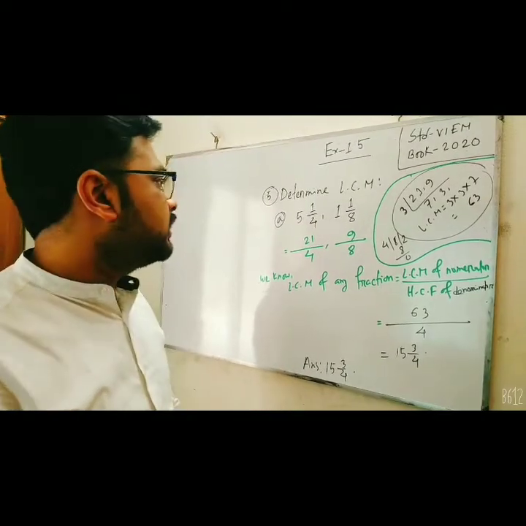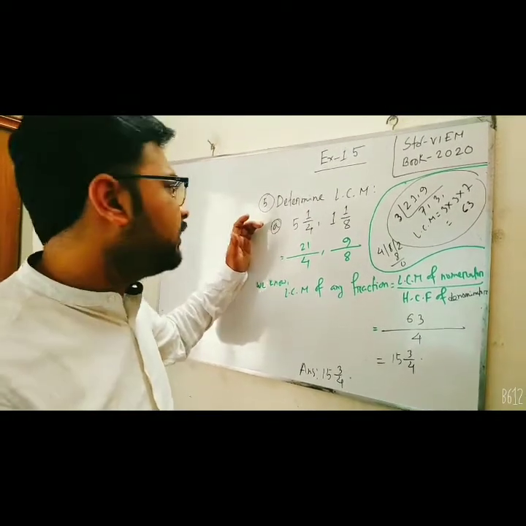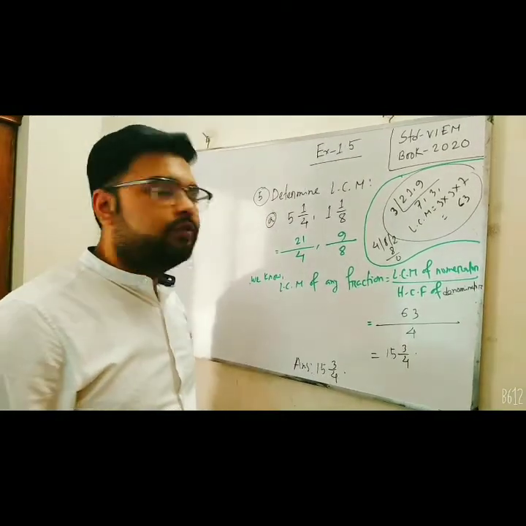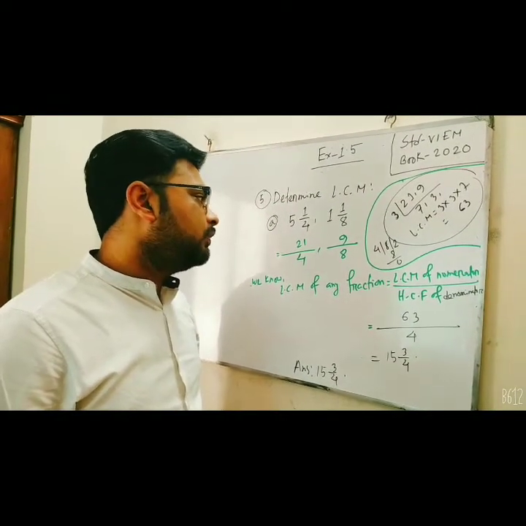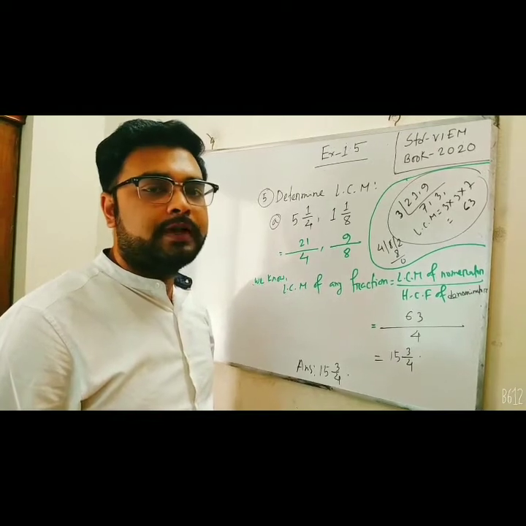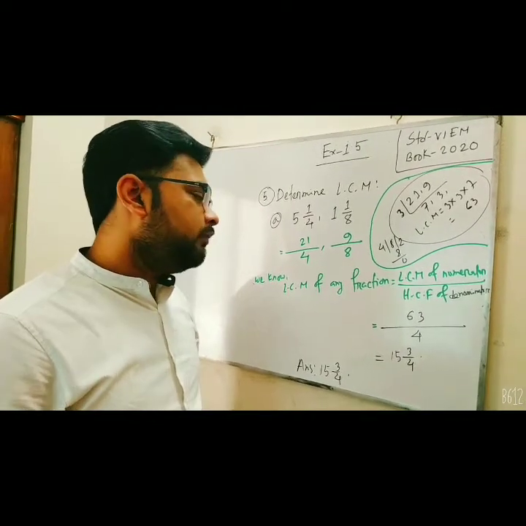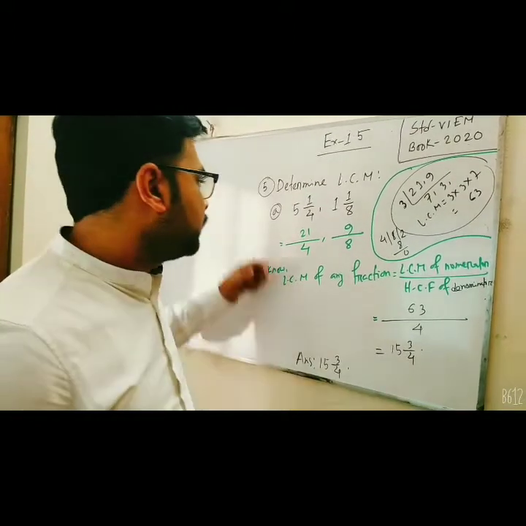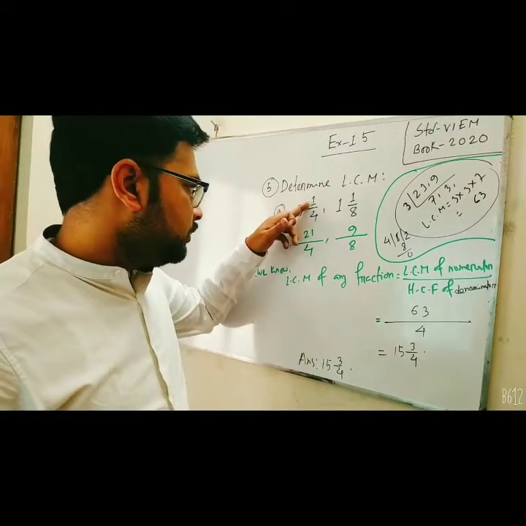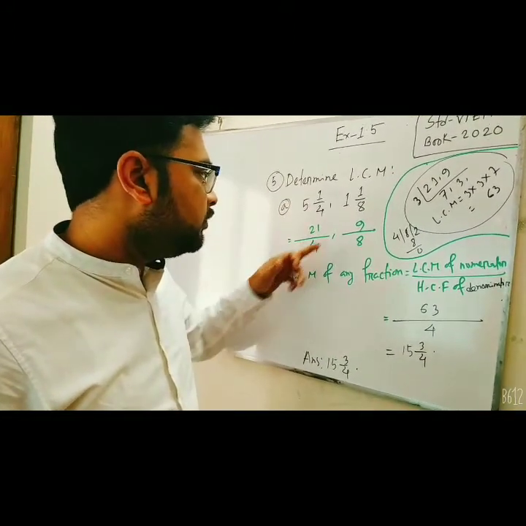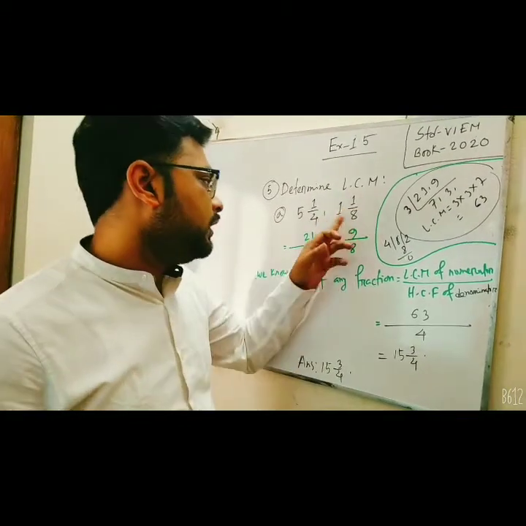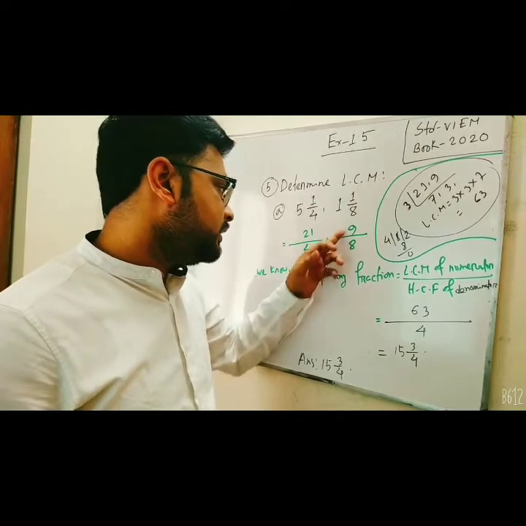Our next question is question number 5. Determine the LCM, or find out the LCM. Question number A: 5 whole 1 by 4, 1 whole 1 by 8. First of all, we will break the mixed fraction. Everywhere, the first rule is to break down the mixed fraction. 5 4s are 20 and added with 1, that means 21 by 4. 8 multiplied by 1 and added with 1, 8 ones are 8, added with 1, that means 9 by 8.